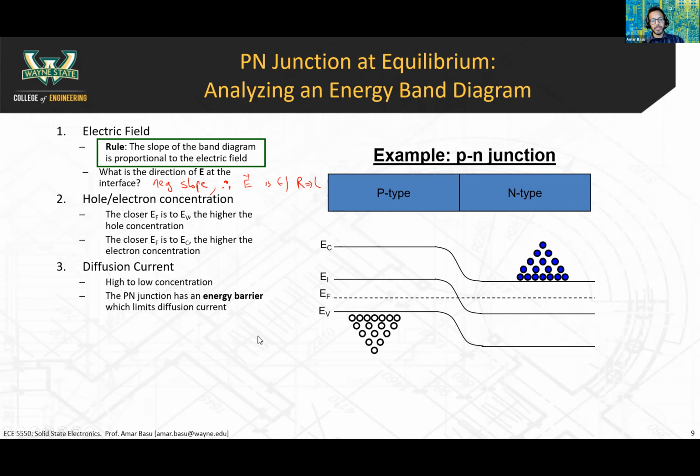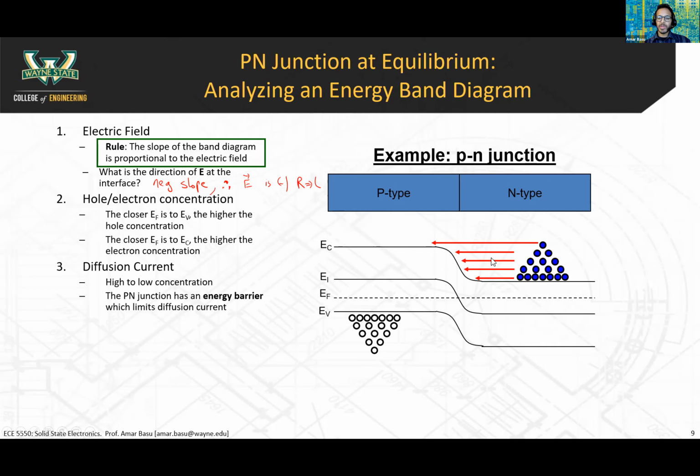So the electrons that have a high enough energy can actually diffuse over to this side. The electrons that have a lower energy encounter an energy barrier. All right. So this initially will look like, what is this? This doesn't make sense.